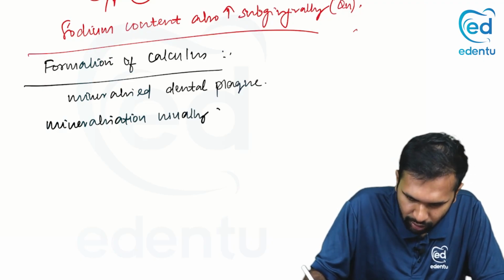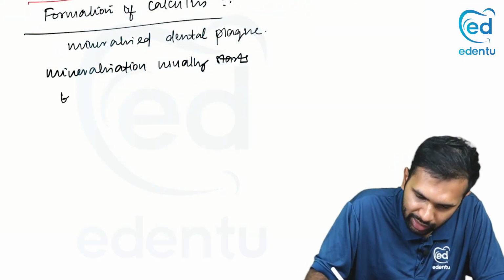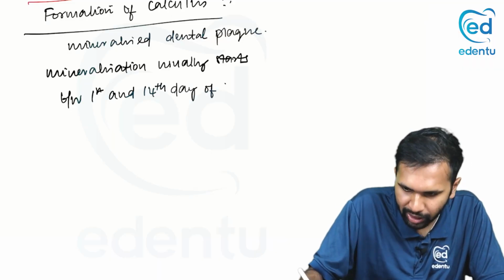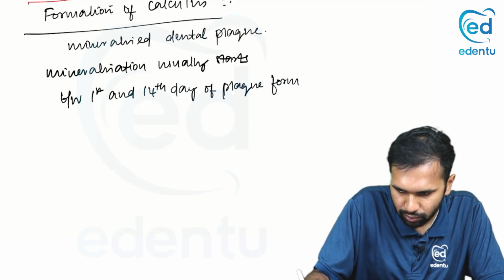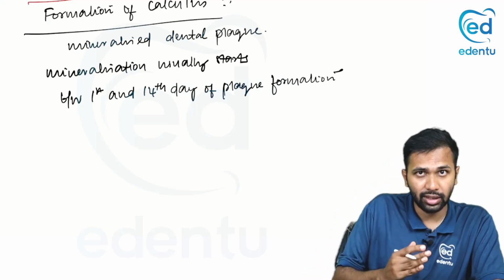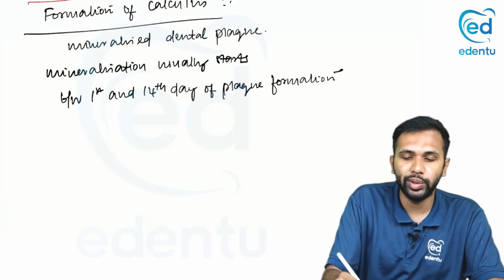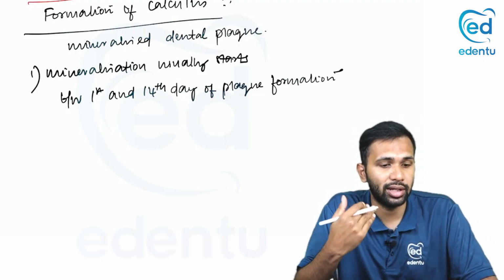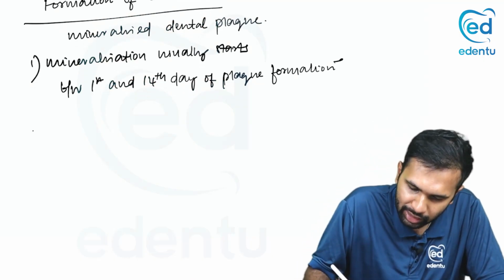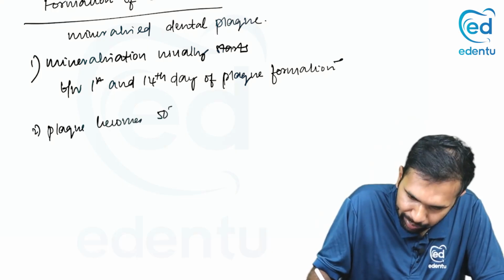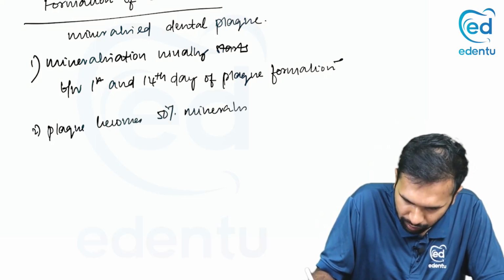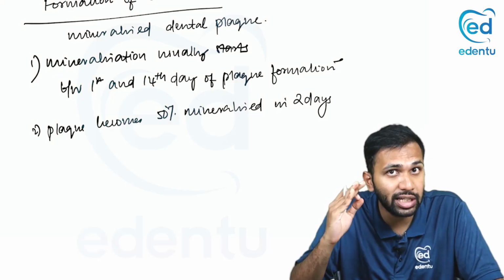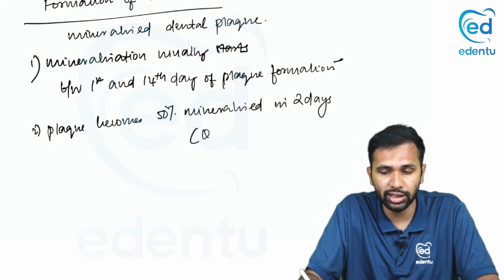usually begins or usually starts between the 1st and 14th day of plaque formation. That is, between the first and the 2 weeks of plaque formation, the plaque begins to mineralize. That is, the calculus is beginning to form. Your plaque becomes 50% mineralized in 2 days, has been asked in exam.